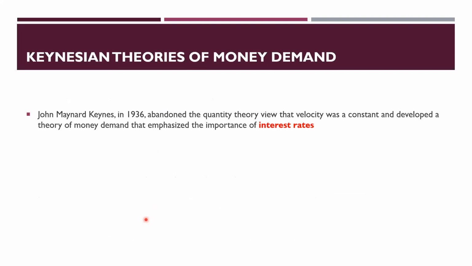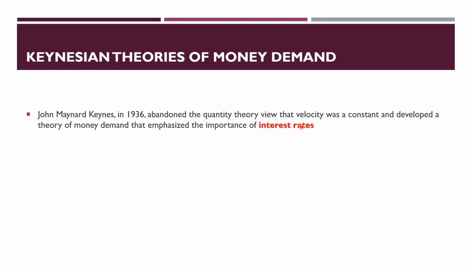But the difference now is that Keynes abandoned the theoretical view that velocity was constant and developed a theory of demand and emphasized the importance of interest rate. Remember, the theory by Fisher did not take into account the impact of interest rates on the demand for money. Keynes now abandoned this quantity theory view.